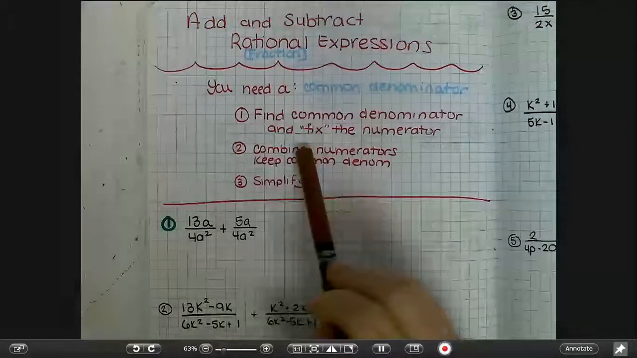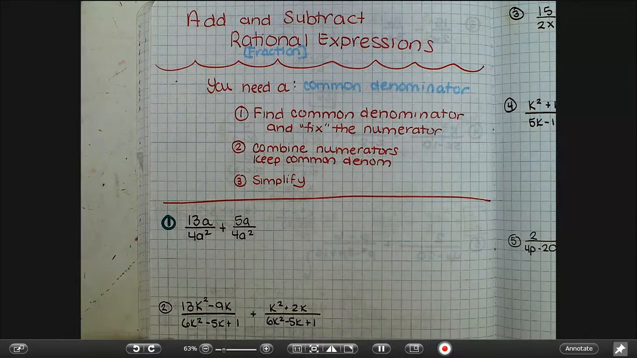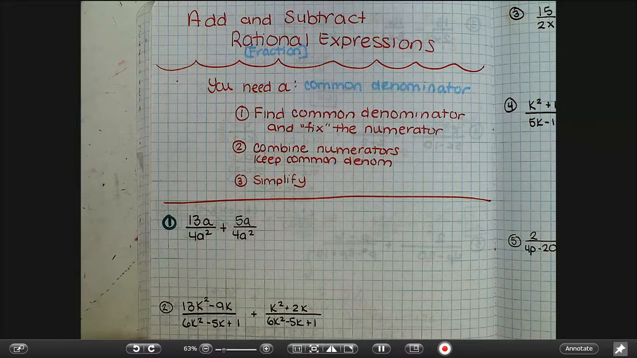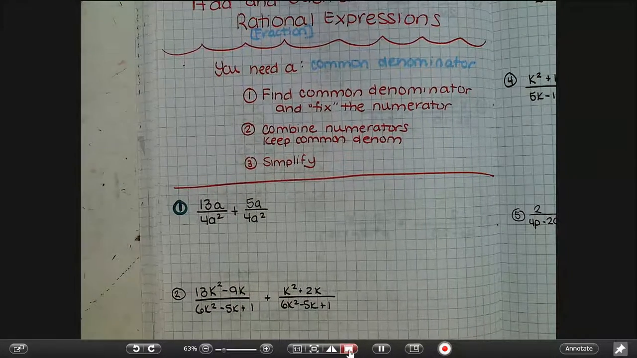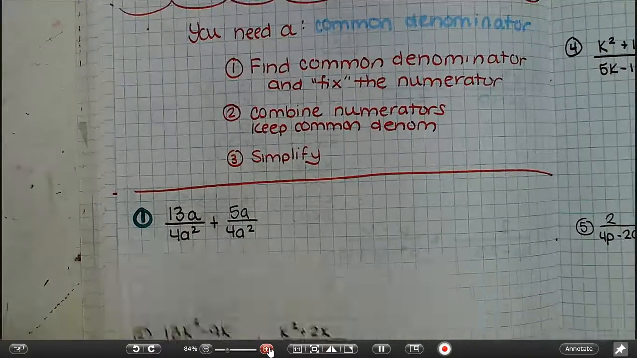So here are the steps. You're going to find a common denominator, and then I call it fix the numerator. That's not what it's really called, but that's what it's called in my head. After that, you combine the numerators, but you keep the denominators the same, and then simplify like we were doing before. So let's start without factoring and see how it looks.